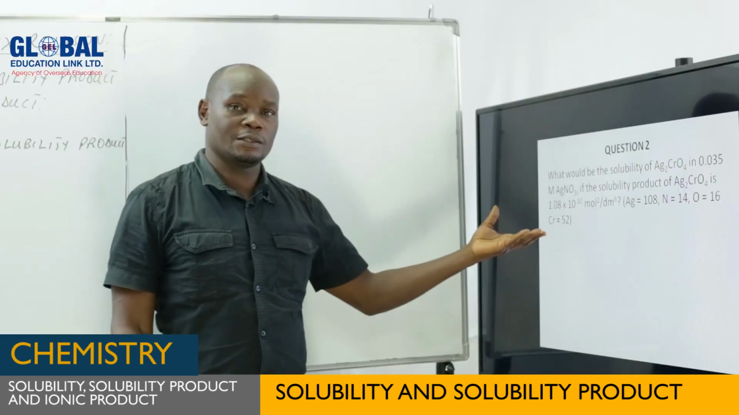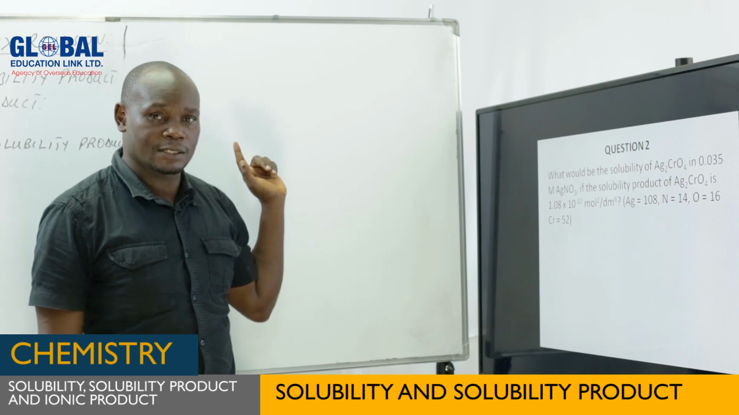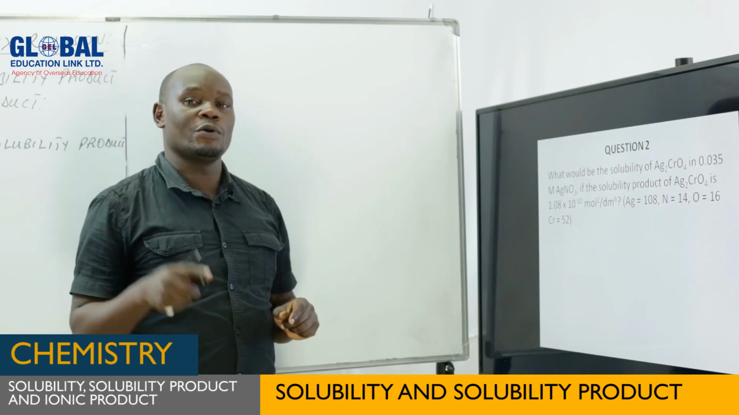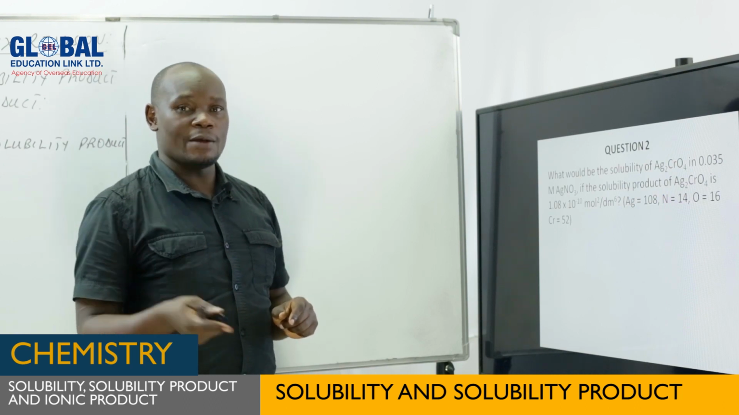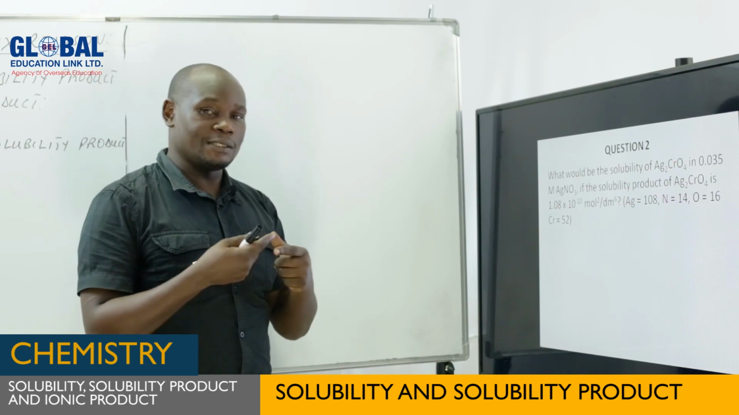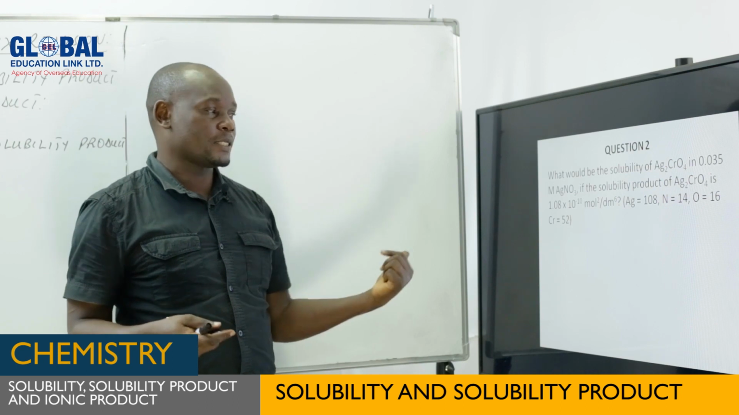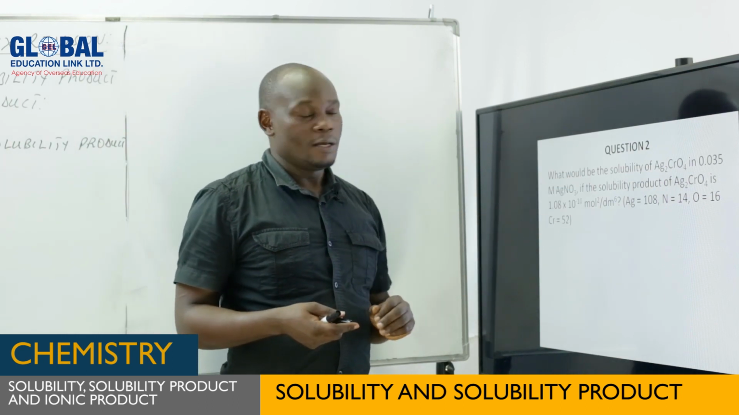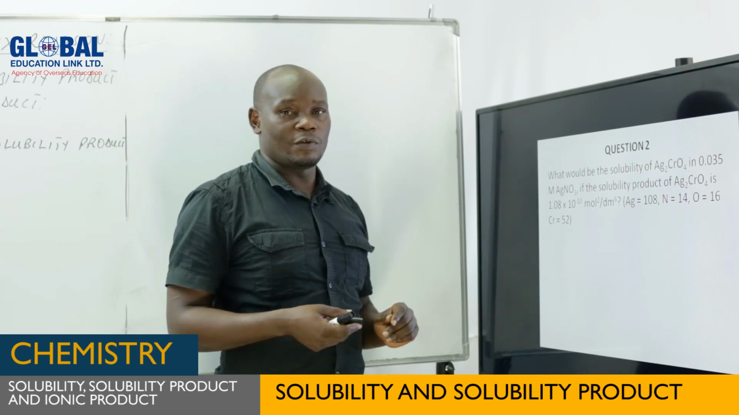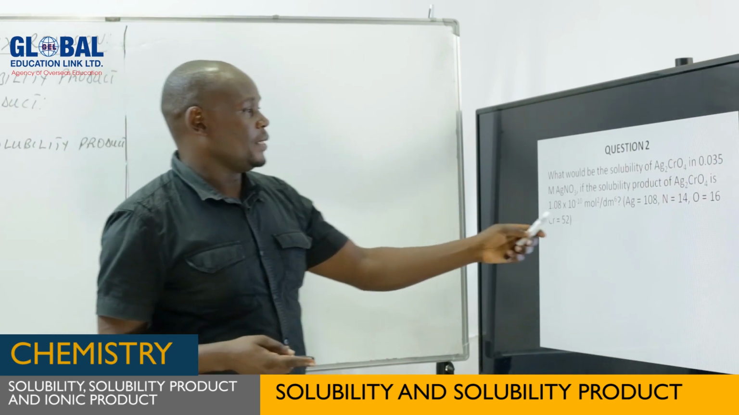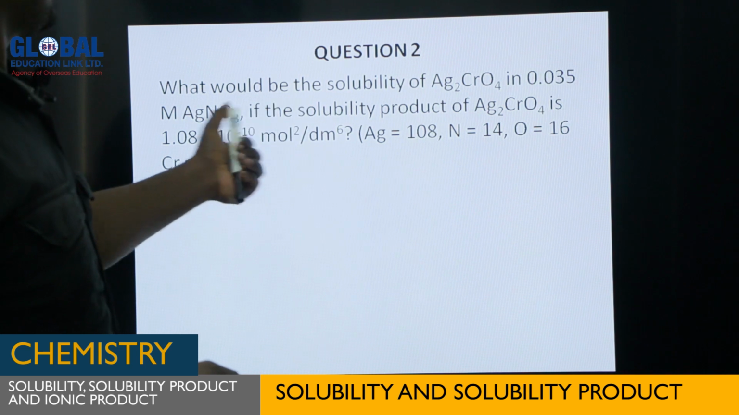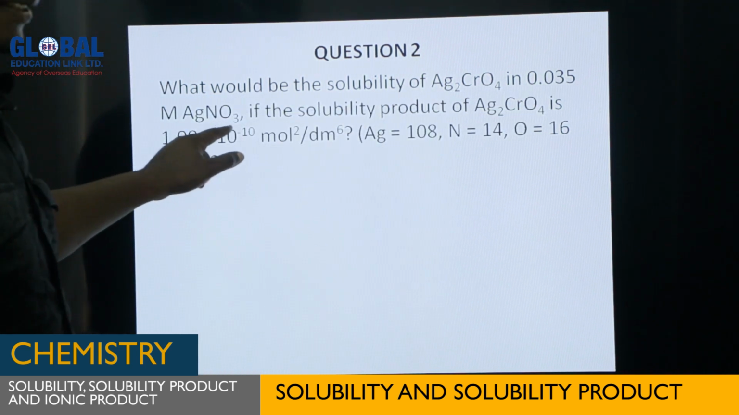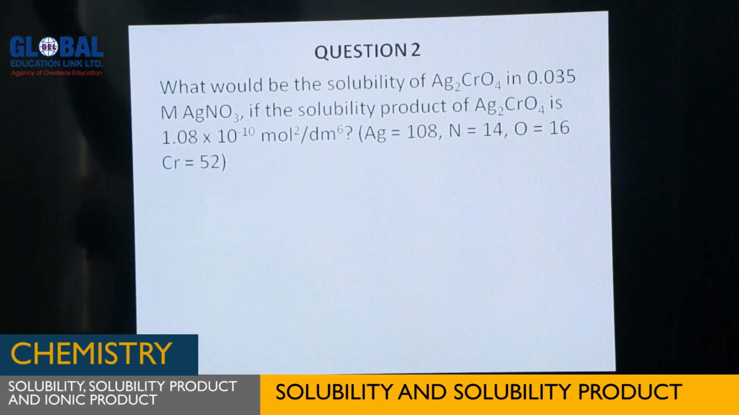If you compare this question to the knowledge that we have discussed, it is concerned with the common ion effect. How does it affect the solubility of a substance? That is the question. So let us now start solving that. We have been given the concentration of silver nitrate. So the data given for question number 2.